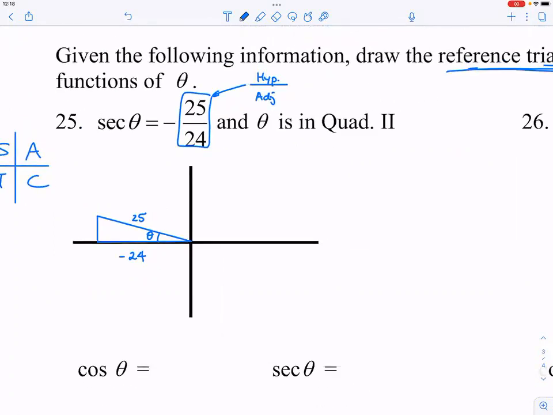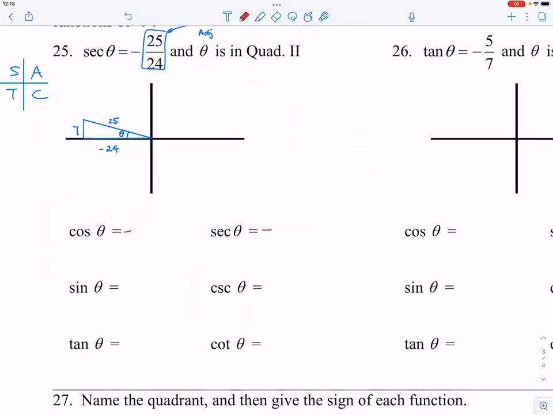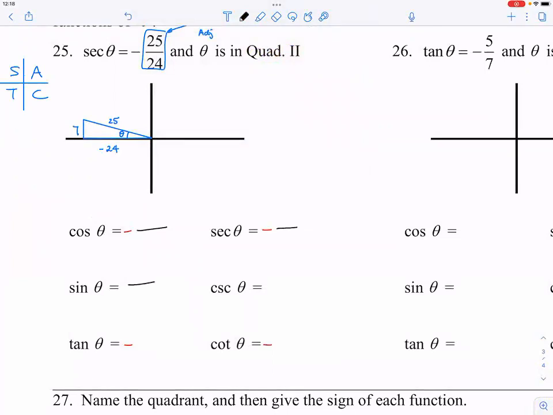And earlier, while you were doing it, I said that 25 squared minus 24 squared is 7 squared. That means the opposite side is 7. Because it's in quadrant 2, we can also go ahead and label the trig functions with a negative sign, except sine theta and cosecant theta. Everything else should be negative. So cosine is negative 24 over 25. Secant is negative 25 over 24.